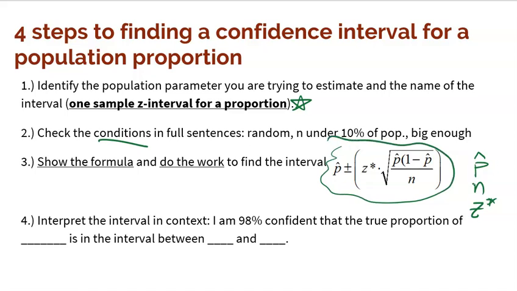And then finally, you have to give a nice conclusion in context for what your interval found. I'm 98% confident the true proportion of blank is in the interval between blank and blank. So for my example that I just did earlier, I'm 98% confident the true proportion of green gummy bears is somewhere between about 28 and 47%. Okay? It's all really, really simple, guys.